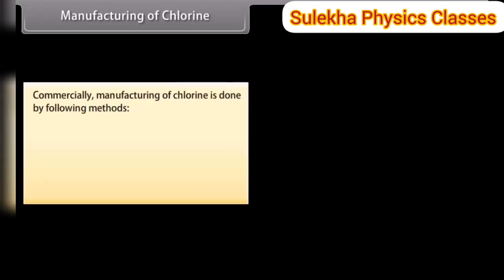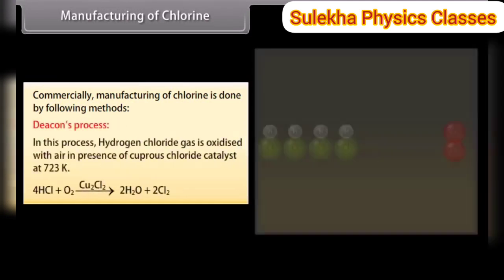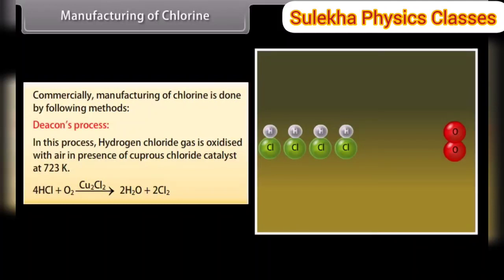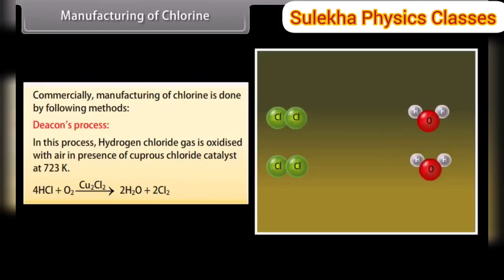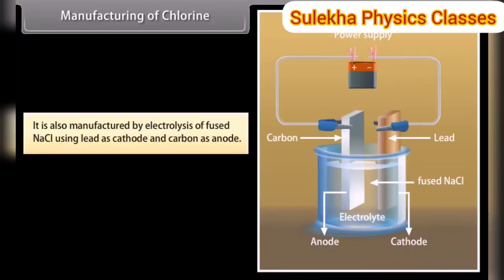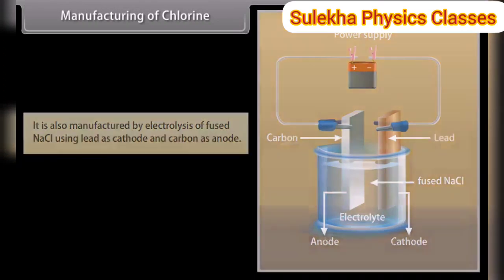Manufacturing of chlorine. Commercially, chlorine is manufactured by the following methods. Deacon's process: hydrogen chloride gas is oxidized with air in the presence of cuprous chloride catalyst at 723 Kelvin. It is also manufactured by electrolysis of fused NaCl using lead as cathode and carbon as anode.